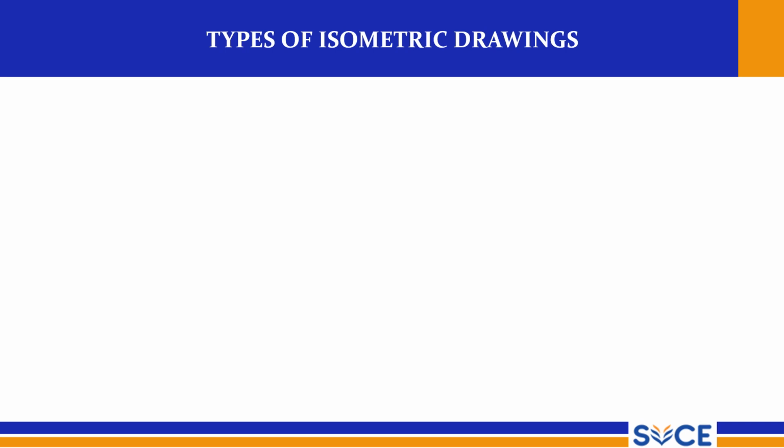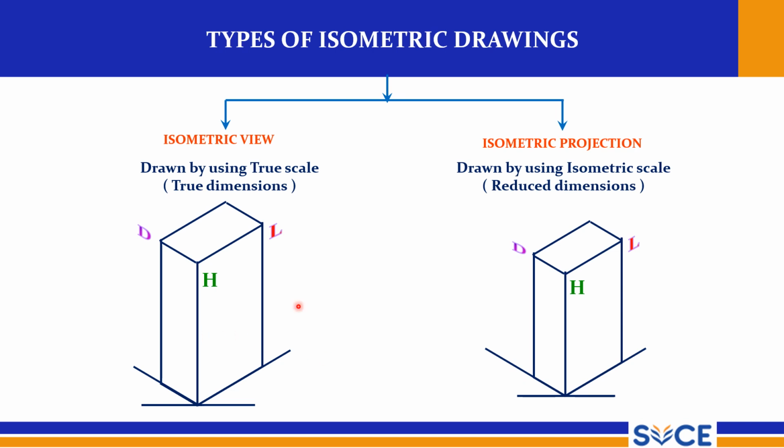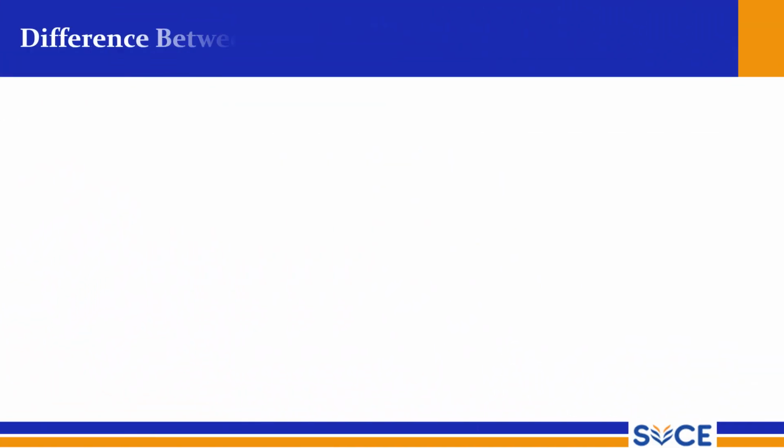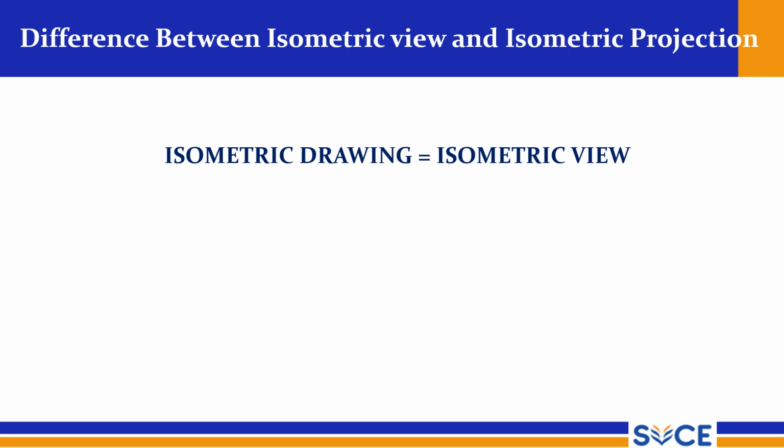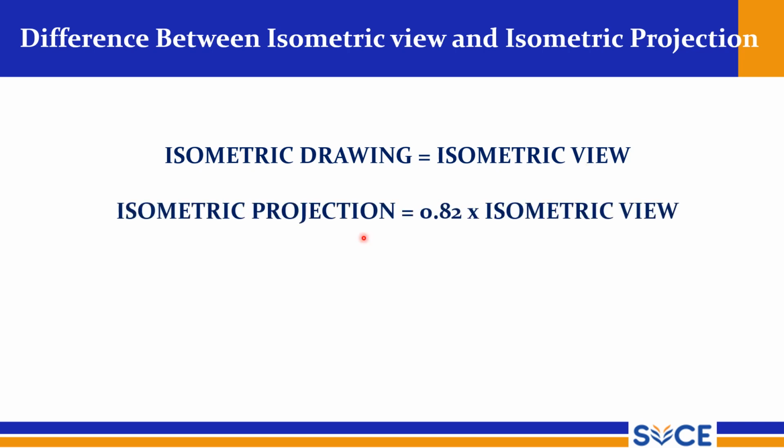The types of isometric drawings are isometric view and isometric projection. Here this is the isometric view and this is the isometric projection, with reduced dimensions. The difference is that isometric drawing and isometric view are one and the same, and there is no need to multiply. Suppose you get a question on isometric drawing, there also is no need to multiply with 0.82. In case of isometric view, no need to multiply with 0.82. Only in case of isometric projection do you have to multiply the given dimension with 0.82. So instead of multiplying, use the isometric scale.